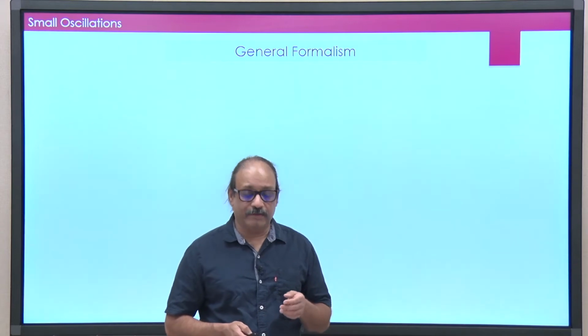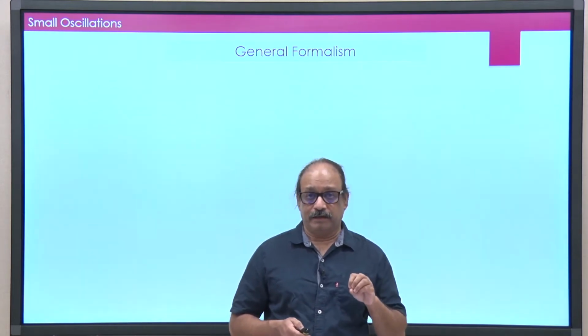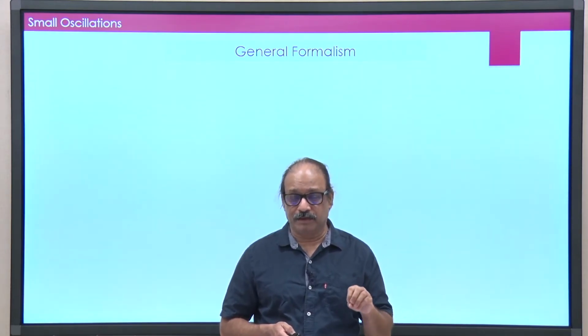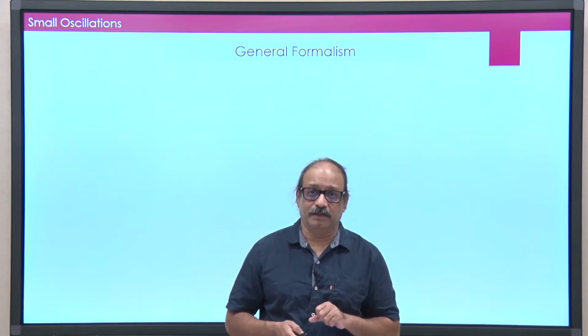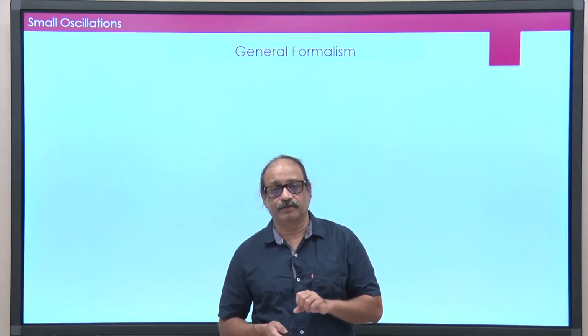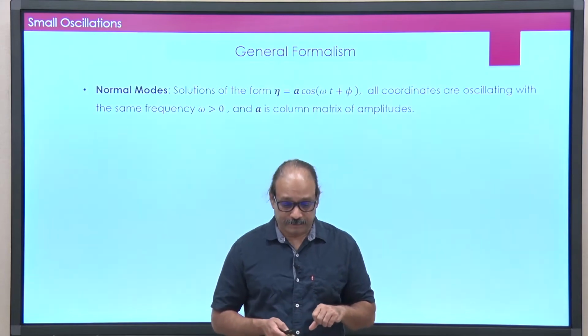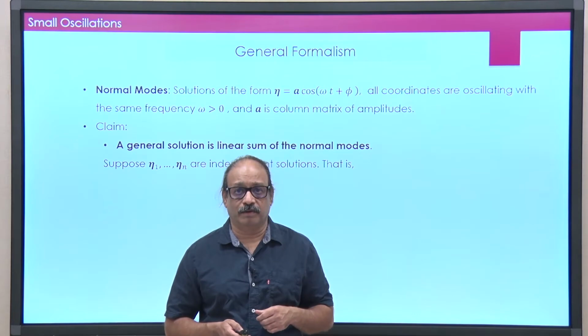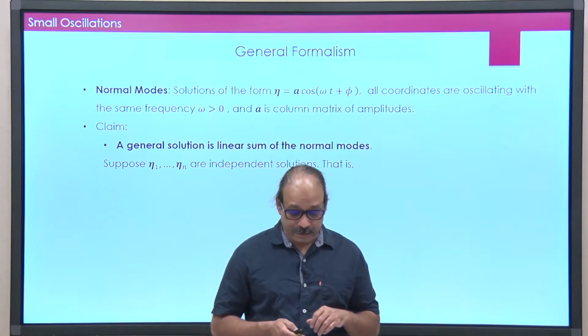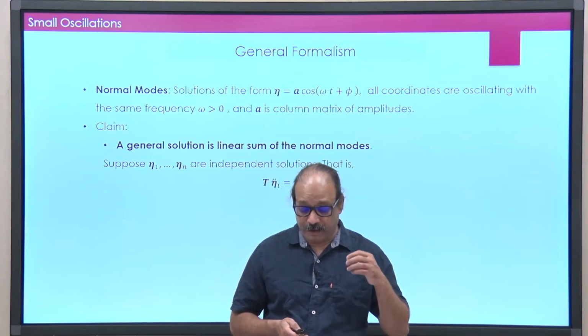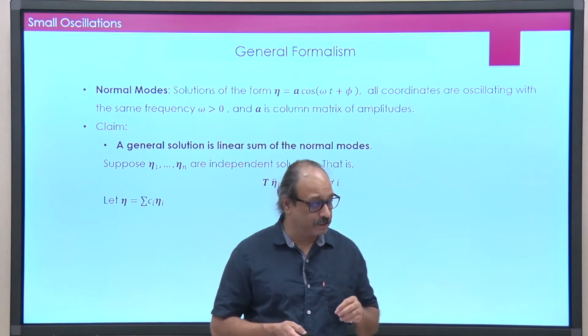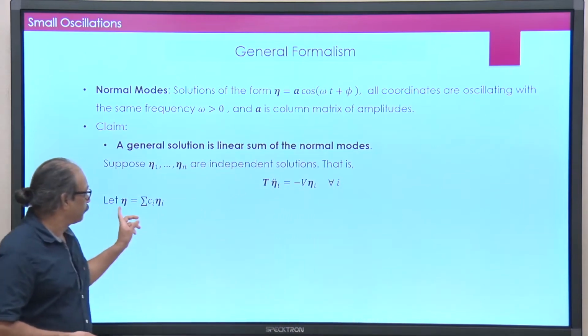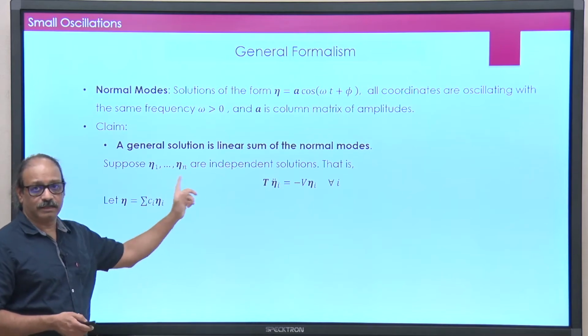The first thing I will do is show that given a general solution, you can always write it as a linear sum of the normal modes. Okay, so let us start. Suppose, let me assume first of all that there are n linearly independent normal modes available, and then I will write the general solution as the linear sum of all these solutions that are there.